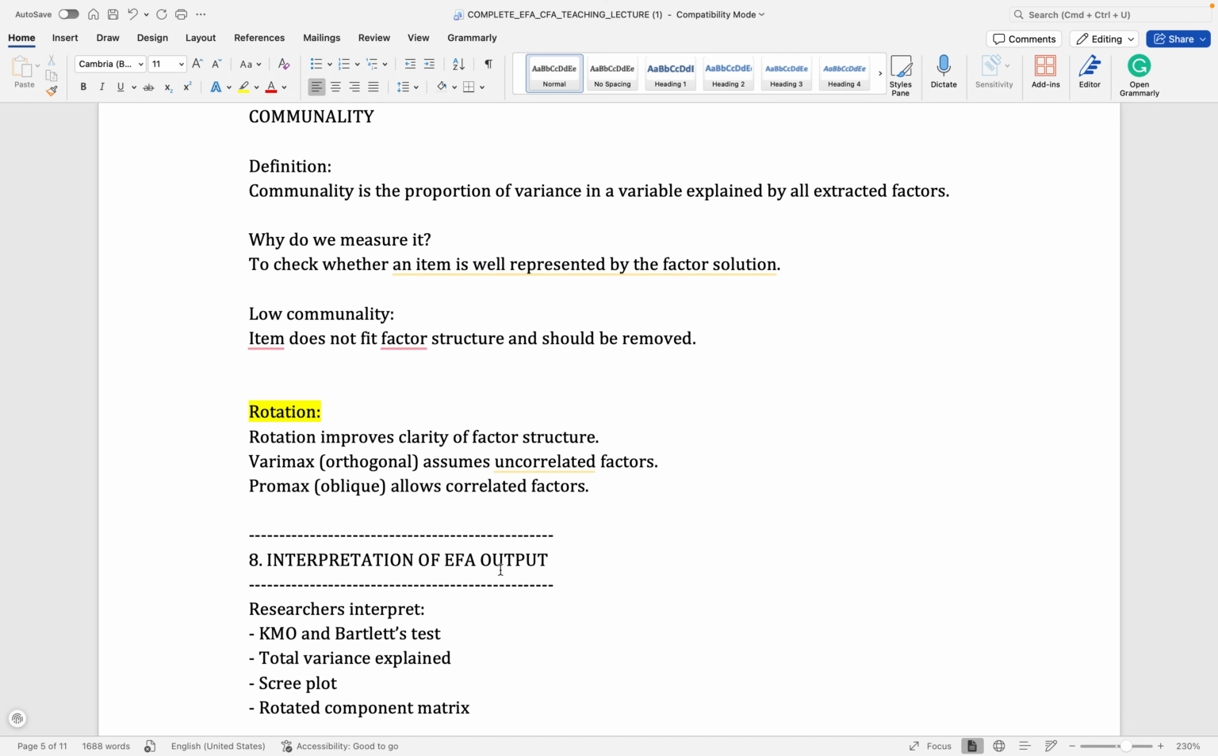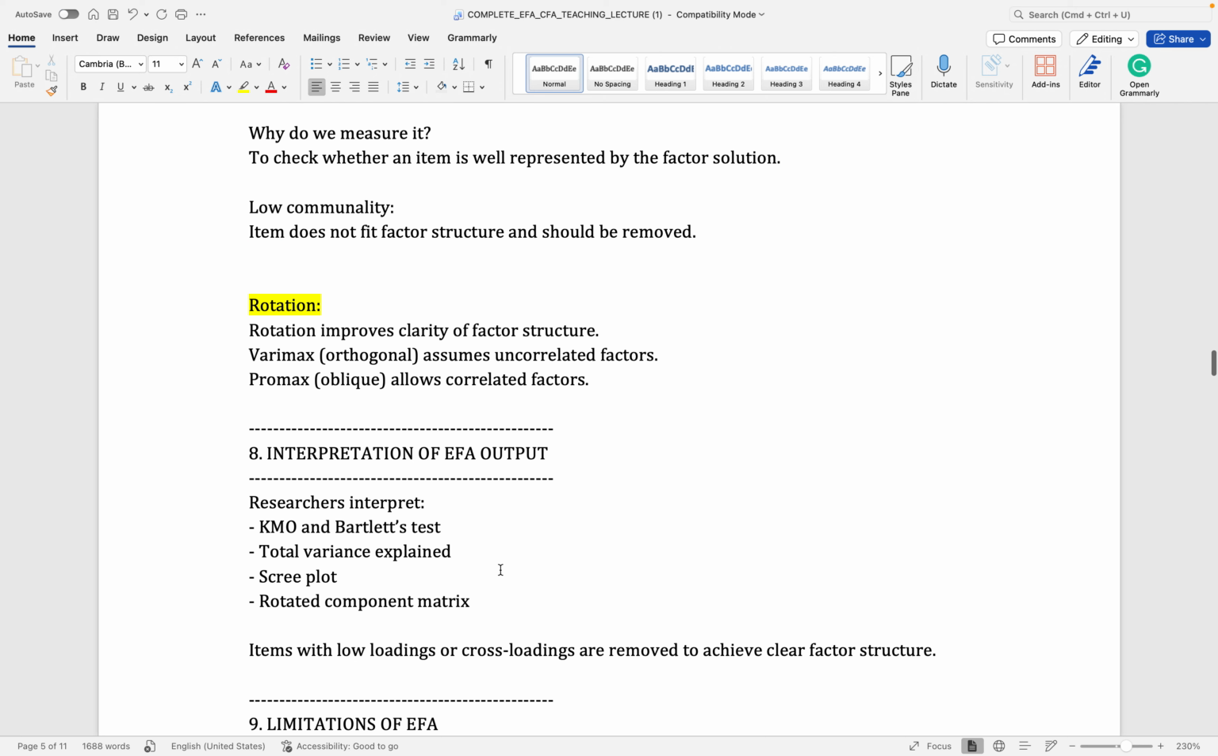Rotation. Rotation improves the clarity of the factor structure. Varimax is orthogonal and assumes uncorrelated factors. Promax is oblique and allows correlated factors.